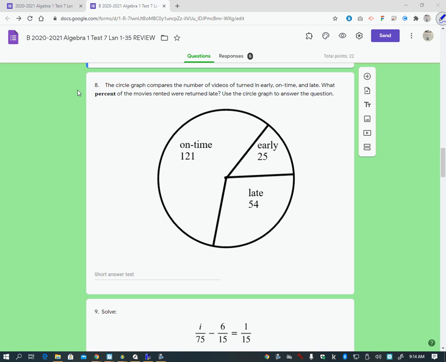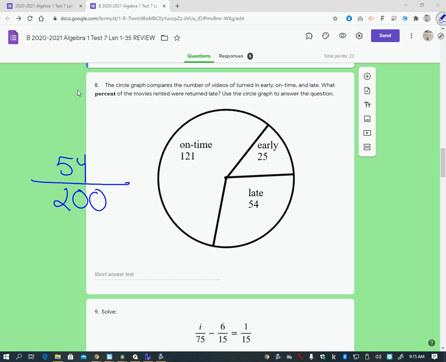In order to find a percent, I need to take really the desired and divide it by the total, so it's a lot like probability. What were returned late? Well, how many were returned late? 54 were returned late, but I need to know what the total was. It comes out to straight 200. So 121 plus 25 plus 54 is 200.